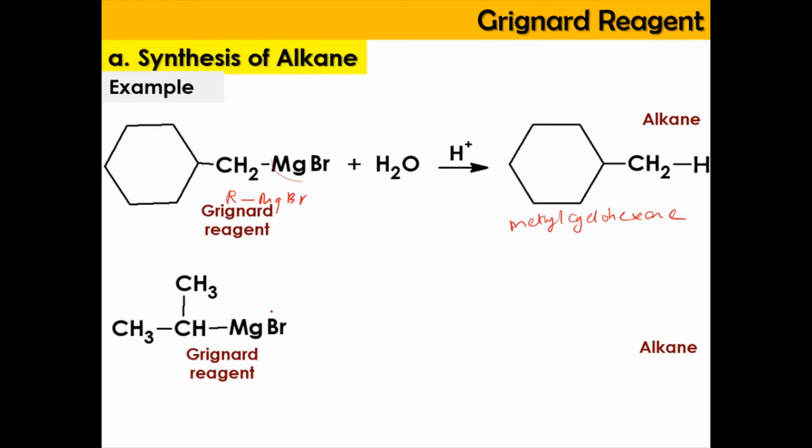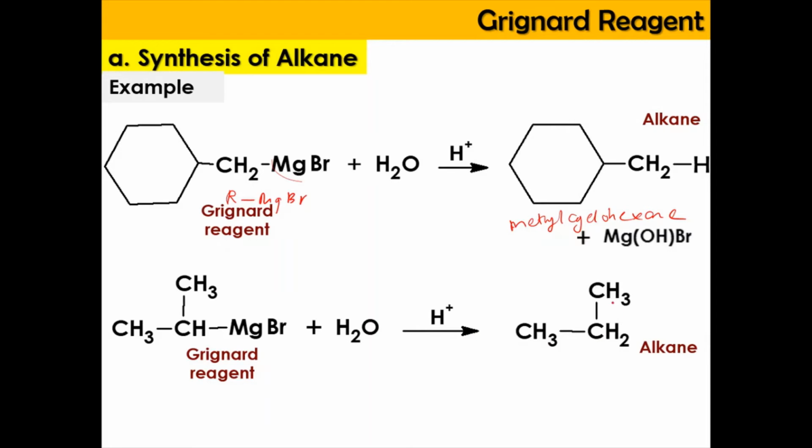Okay, the same goes for this situation here. So we have the propane attached with MgBr. When we apply water at an acidic condition, we're also going to have an alkane where the MgBr here is going to be replaced with hydrogen. So it becomes CH plus H, which is going to be CH2, as an alkane. And the side product here is going to be MgOHBr.